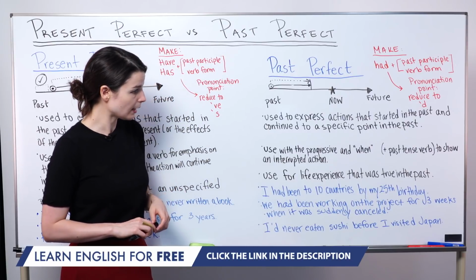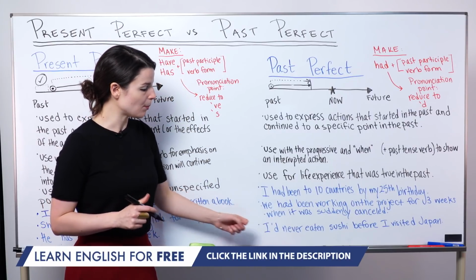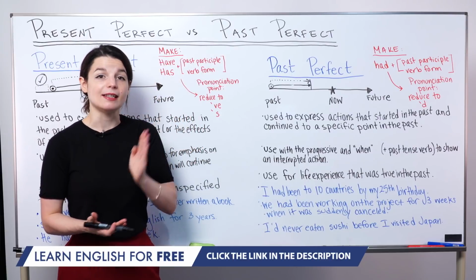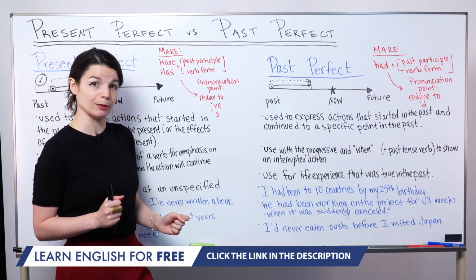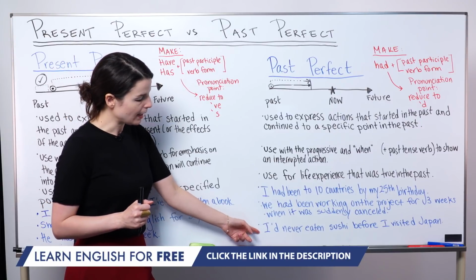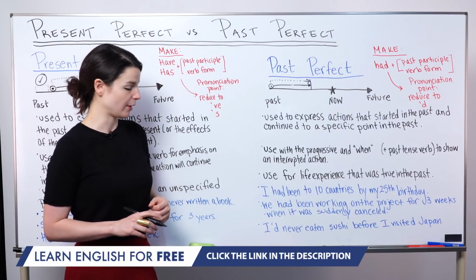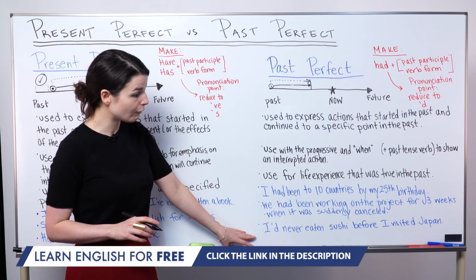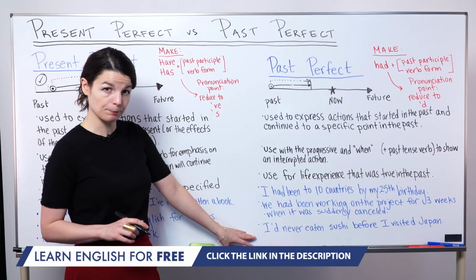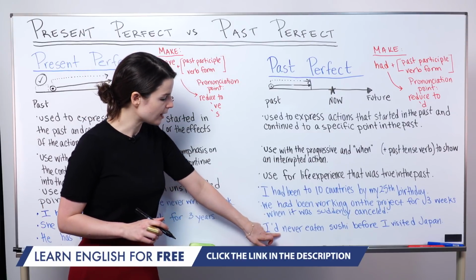Okay, let's go to one more kind of complex one. Again, this uses a negative. I talked about this negative over here. I've never written a book. Let's look at how we might use a negative with past perfect. I'd never eaten sushi before I visited Japan. So here, another pronunciation point.